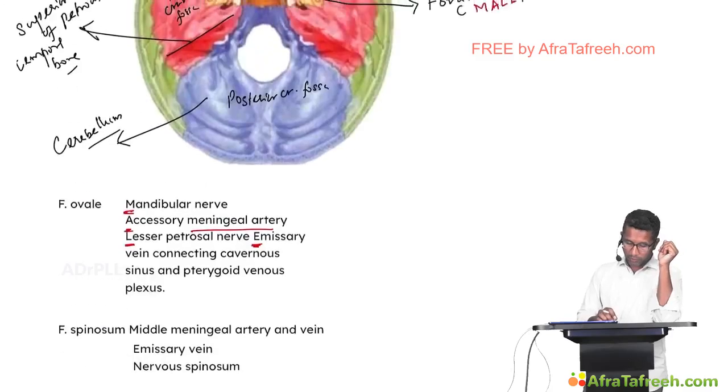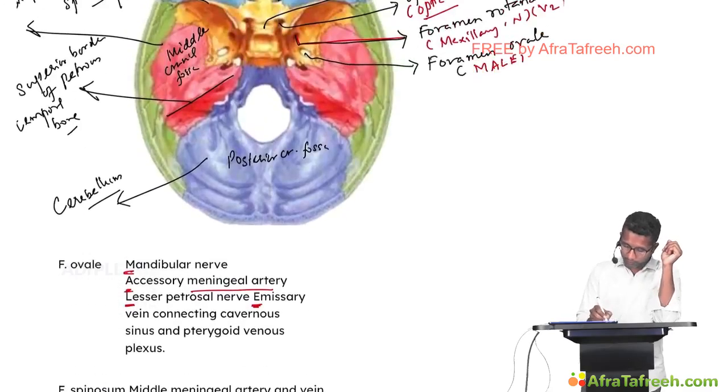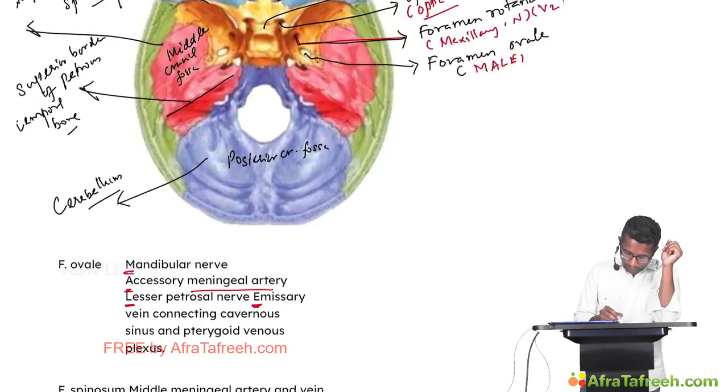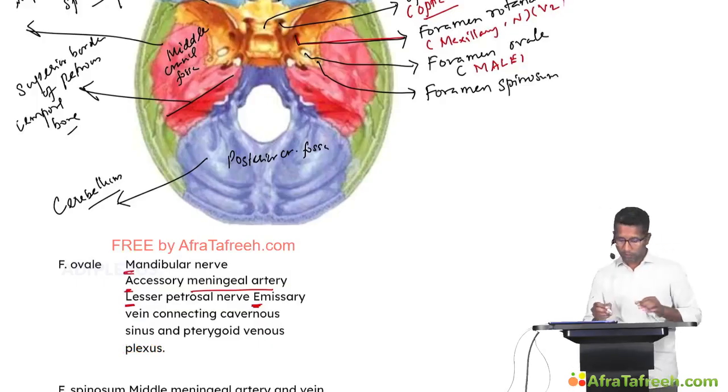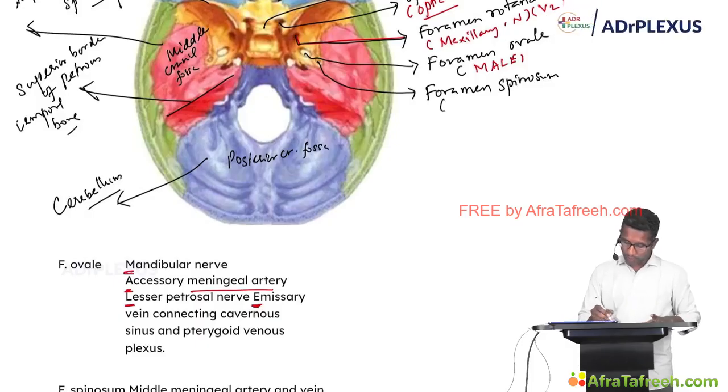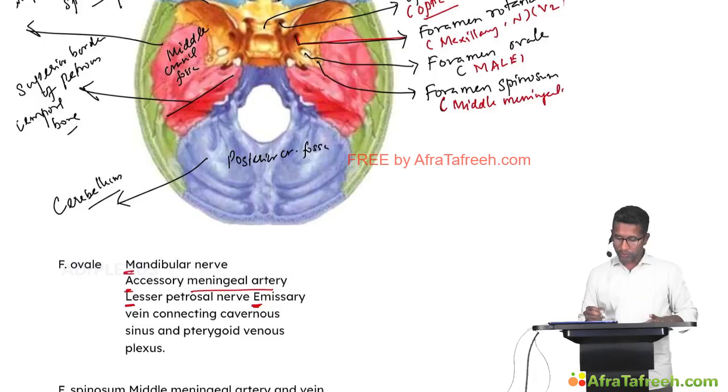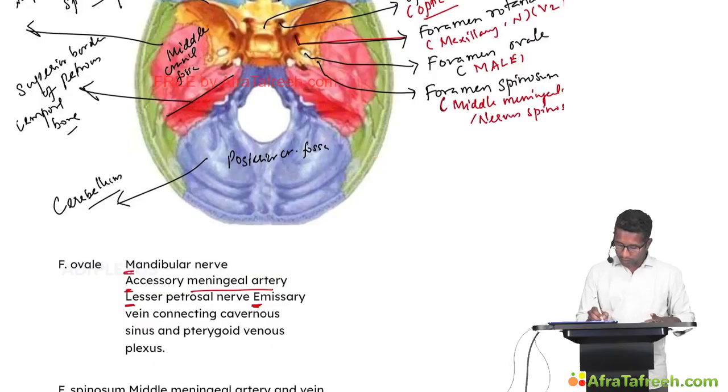So just behind the foramen ovale, you have another foramen. This foramen, which is behind the foramen ovale, is called the foramen spinosum. The structures passing through the foramen spinosum are two. One is the middle meningeal artery, a very, very important structure, and the next one is the nervus spinosus.